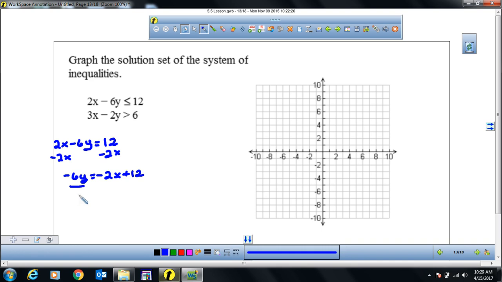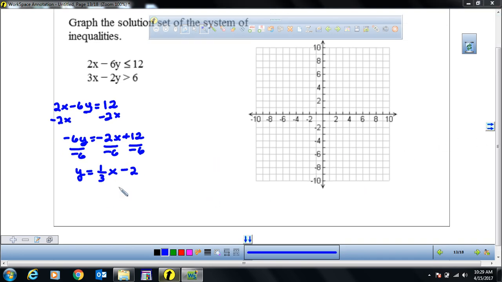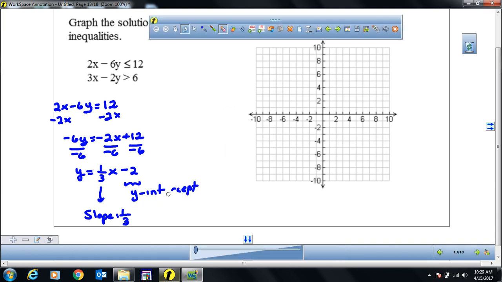And then we're going to divide the negative 6 on both sides of the equation. And that is going to give us y is equal to negative 2 divided by negative 6 is going to be positive 1/3 x, and 12 divided by negative 6 is minus 2. So this equation has a y-intercept of negative 2, and the slope of this equation is going to be 1/3, meaning that it is going to go up 1 unit and to the right 3 units.